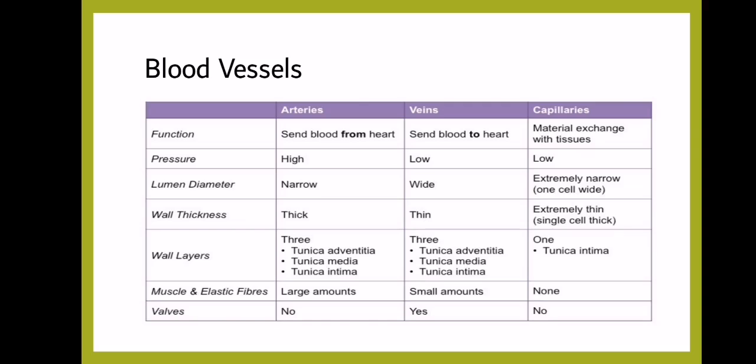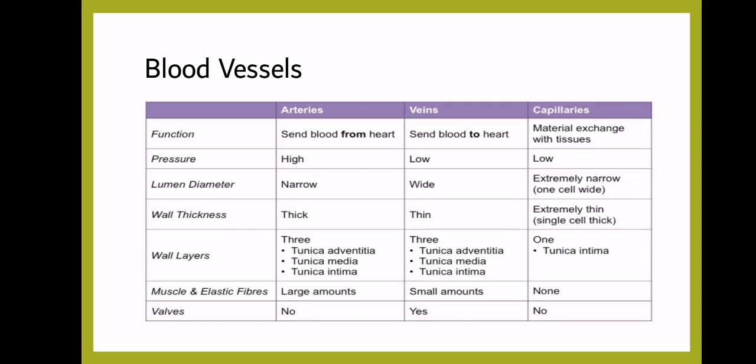Wall thickness in the arteries is thick as they are carrying the blood away from the heart. Veins have very thin walls. For example, as we are talking about the blood which is being sent towards the heart, therefore they have to possess a thin wall. Capillaries are only a single cell thick. We have already discussed that.